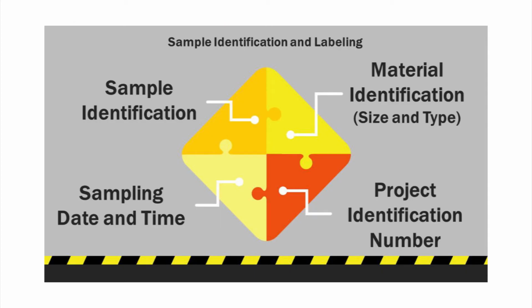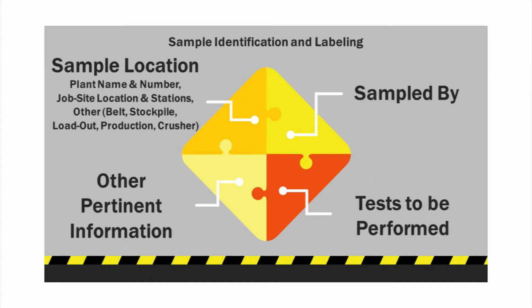Sample identification and labeling will stay with the sample throughout the testing process. The more detailed this information is, the more useful it can be. This is particularly important when trying to determine problems at the processing plant or issues in the field.